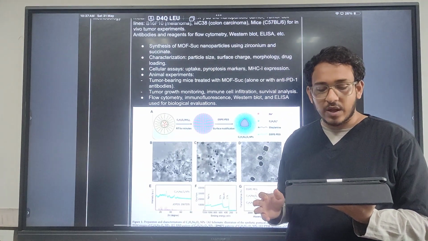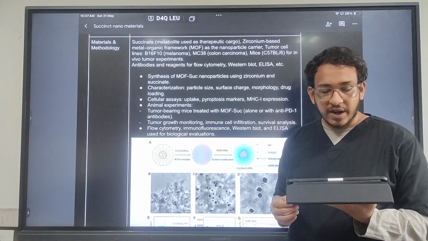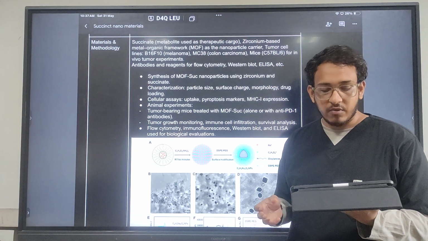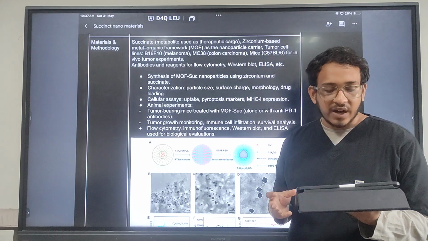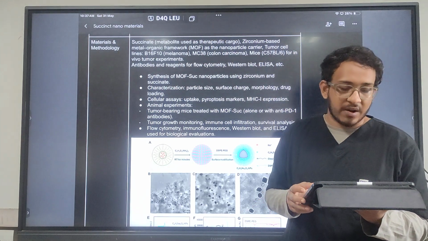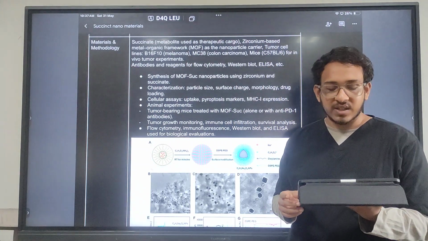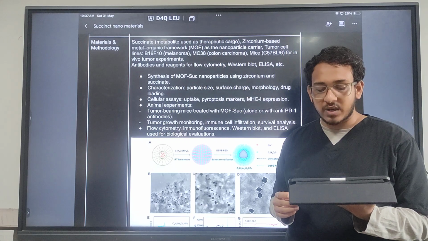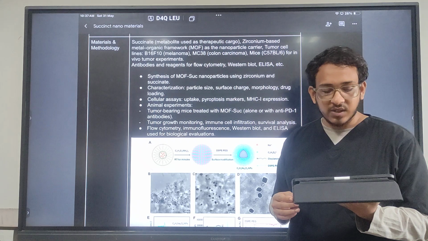So synthesis of MOF, that is the zirconium-based metal organic framework succinate particles, using zirconium and succinate. Characterization of the particles was done; surface charge, morphology, and drug loading were assessed. The cellular assay was done to assess the uptake, pyroptotic markers, and MHC1 expression. The animal experiments were done.